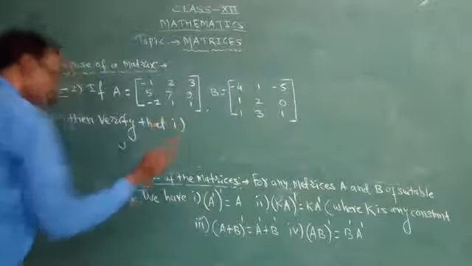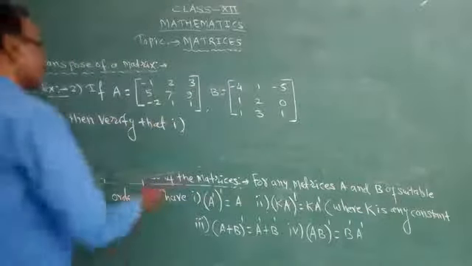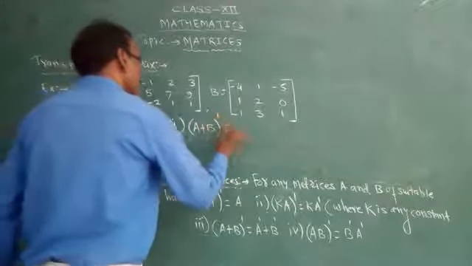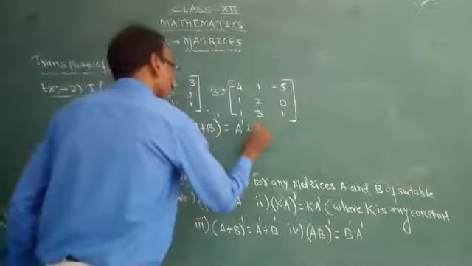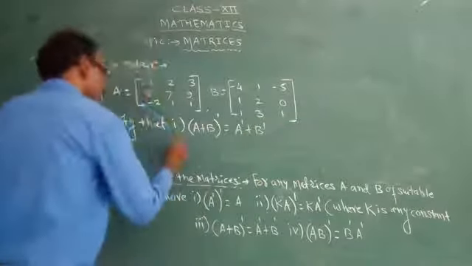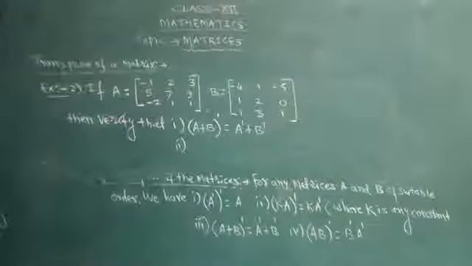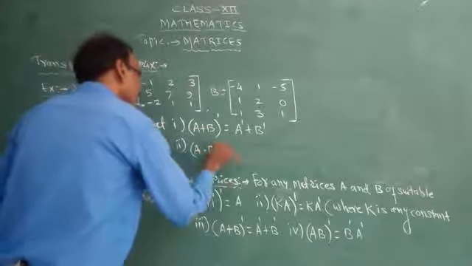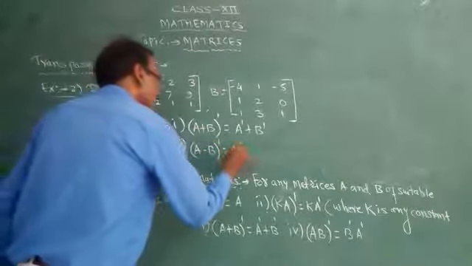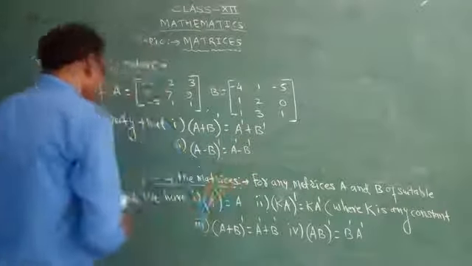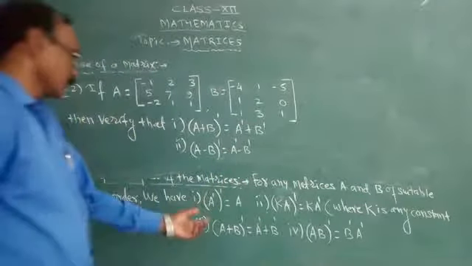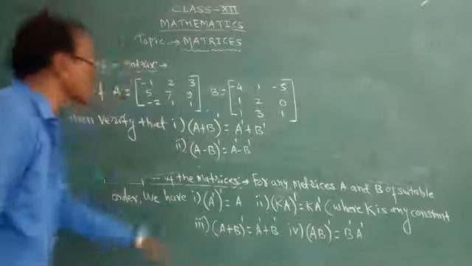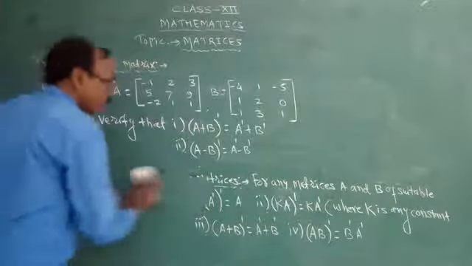that number 1: (A plus B) transpose equals A transpose plus B transpose. And second: (A minus B) transpose equals A transpose minus B transpose. So this we have to do. This third one, (A plus B) transpose equals A transpose plus B transpose, is the example of that property.